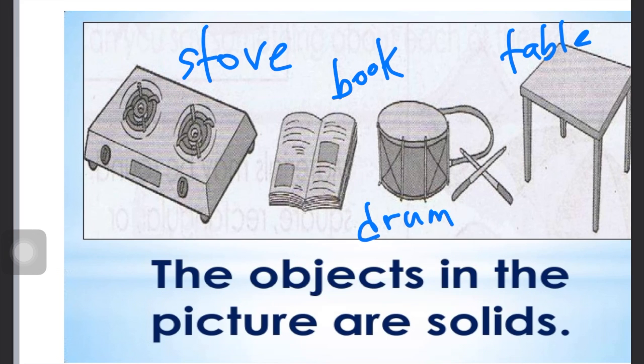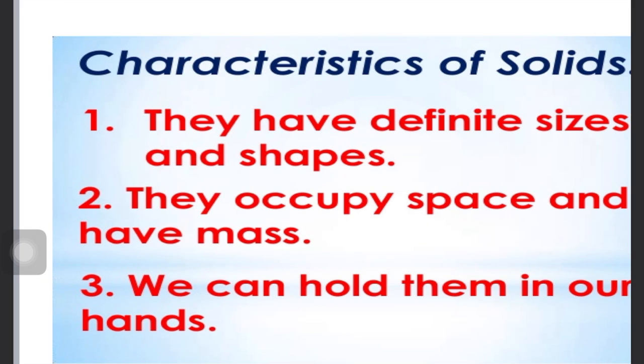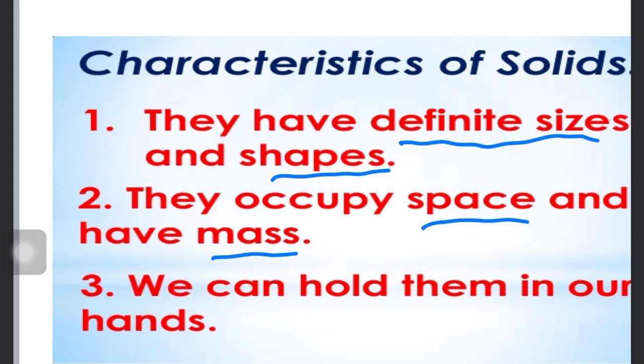Now, characteristics of solids. Solids have definite size and shape, like square, circle, triangle, oval, or many shapes. Number two, they occupy space and have mass, weight, volume; they are heavy. Number three, we can hold them in our hands, like a phone. This is solid, and it has mass.